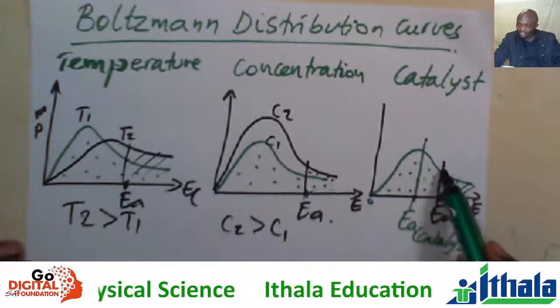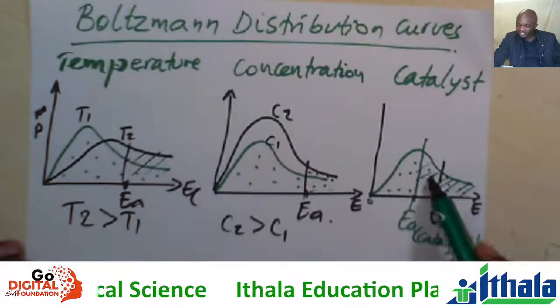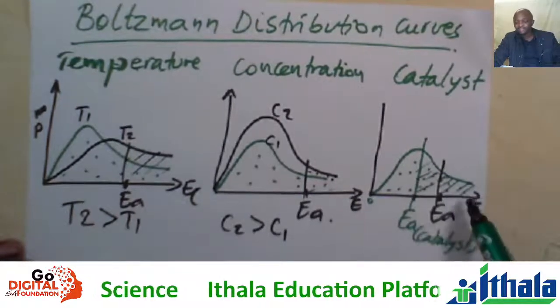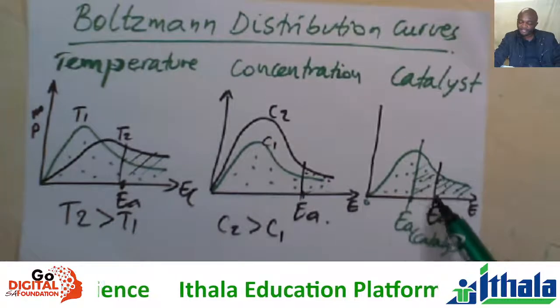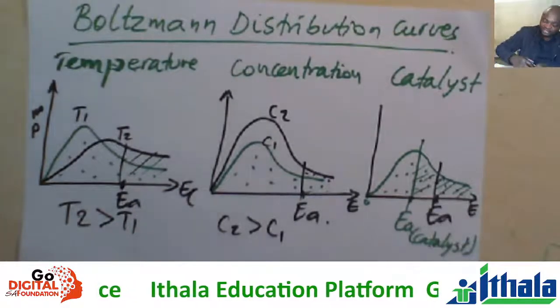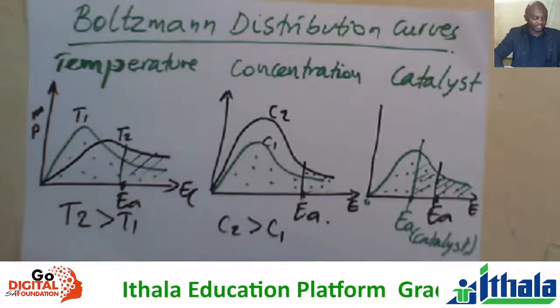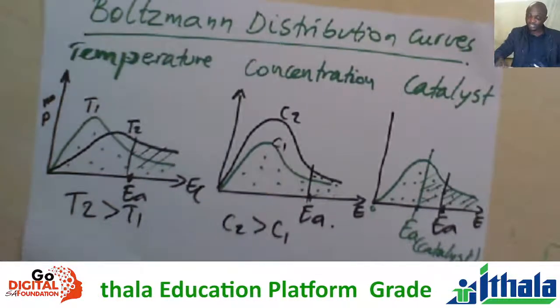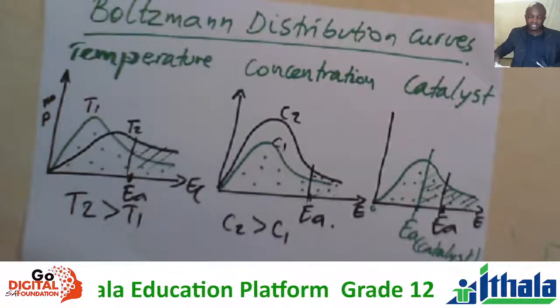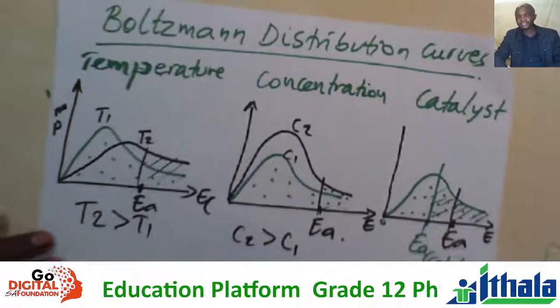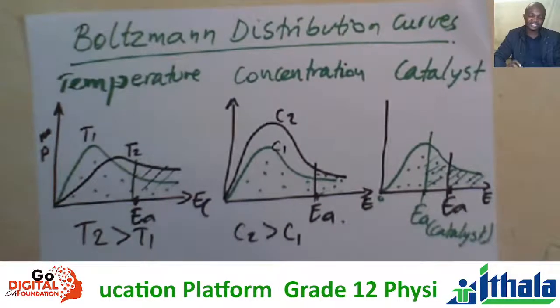But when we add a catalyst, we add to this area too. So more particles will have energy greater than the activation energy, and then we say the reaction rate is faster, right? So that is how you should understand reaction rate.